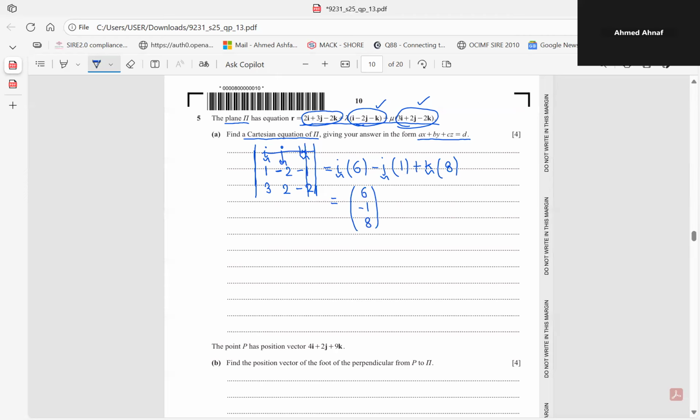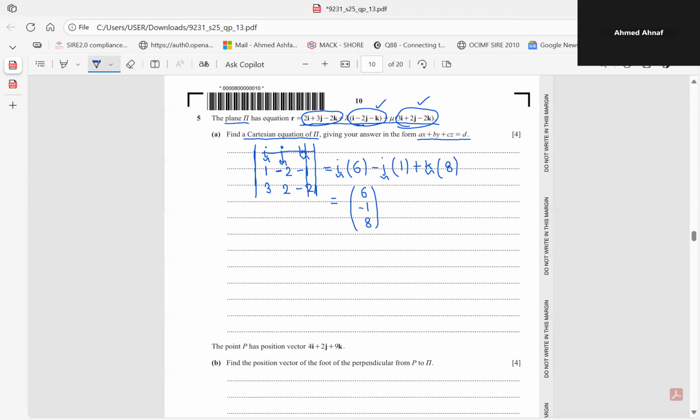Okay, so for this part, we're told that the point P has this position vector (4, 2, 9), like that's the coordinates of P. And we're going to have to find the position vector of the foot of the perpendicular from P to pi.